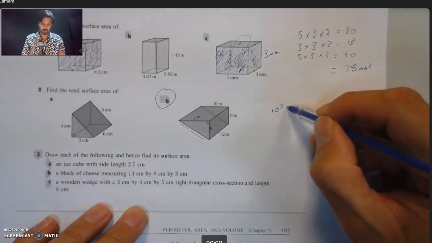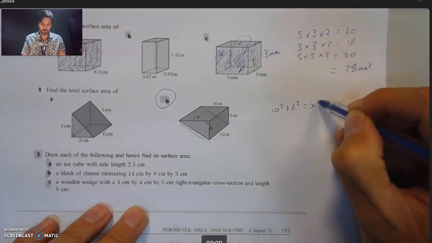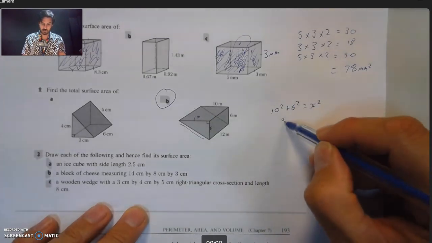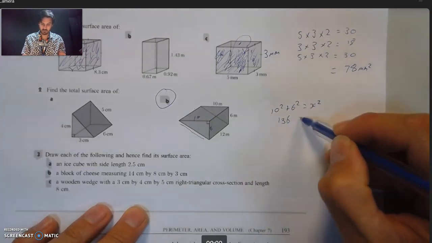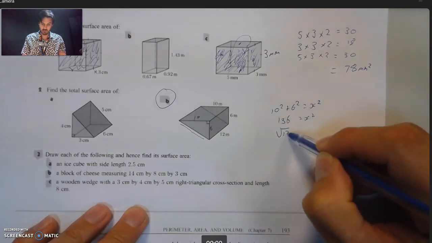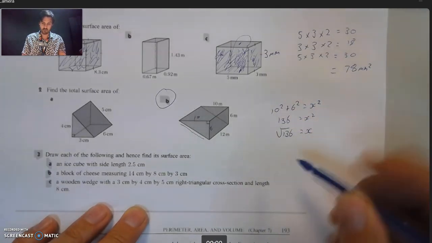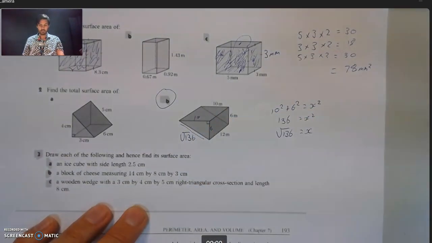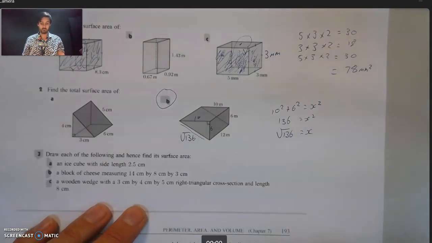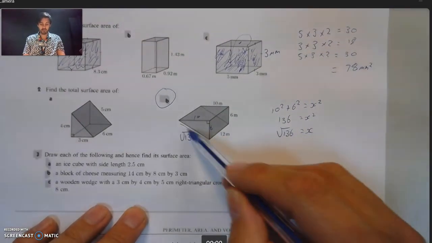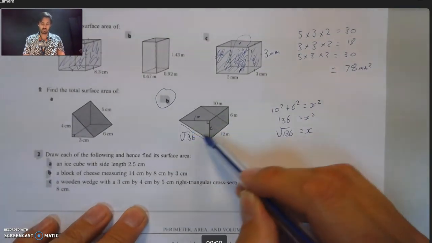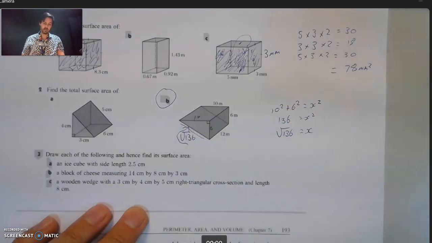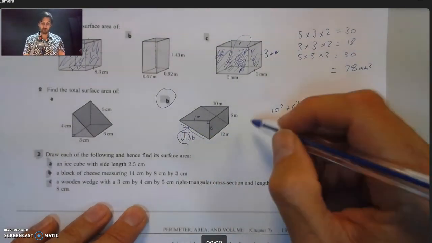So I like to write those in there. We've got 10 squared plus 6 squared equals x squared. 10 squared is 100, 6 squared is 36, so it's going to be 136 equals x squared. So we're going to do square root of 136 equals x. Put that in. That is that side. Now, why we do that is because we need this length to figure out the surface area of the bottom face under here, if you can visualize it.